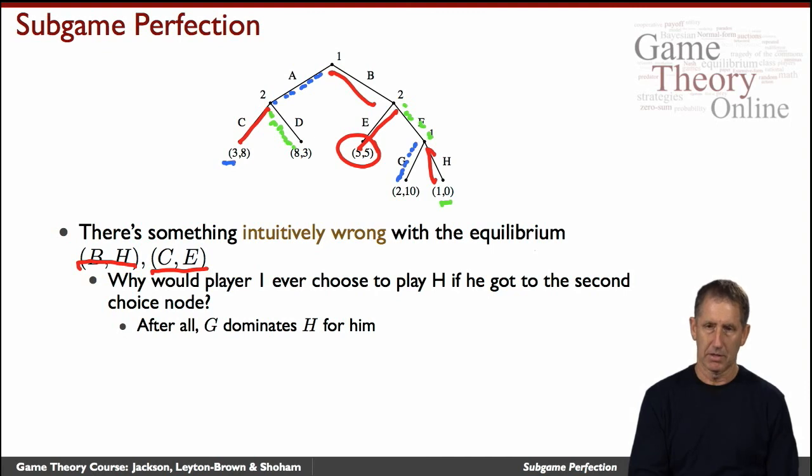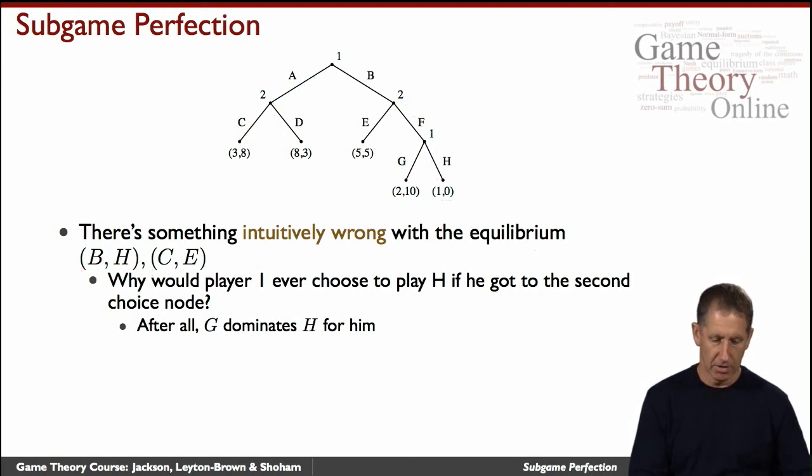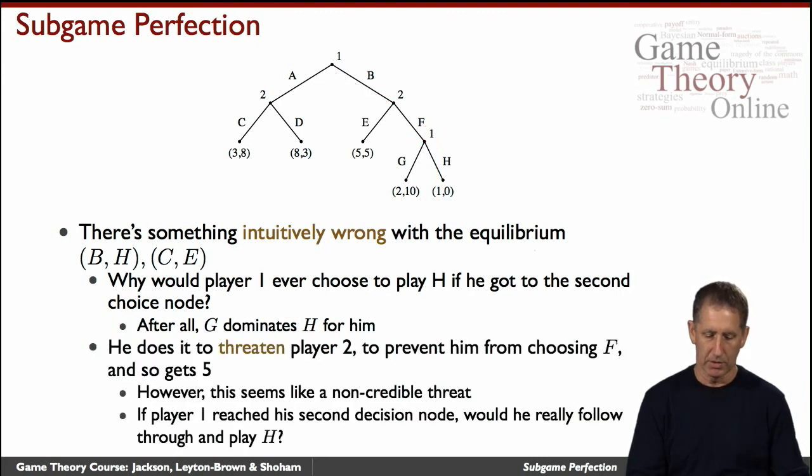But there's something a little disturbing about this equilibrium. Let's clear the slides, it's a little less messy. And let's again write down the strategy for player 1, going B, H. And let's focus on this node right there. Why would player 1 actually do H? Because G dominates it. In G, they get a payoff of 2 rather than 1. And so even though it did lead to a Nash equilibrium, there's something a little troubling about it.